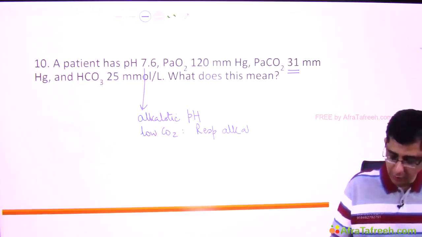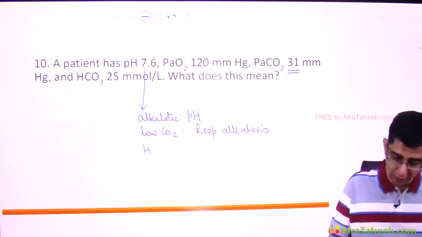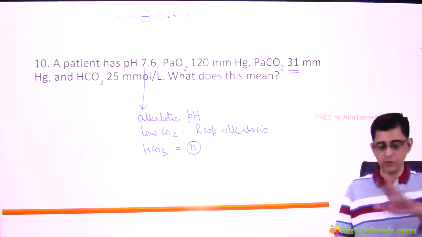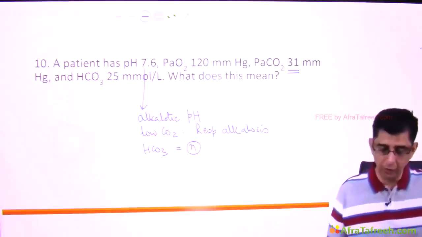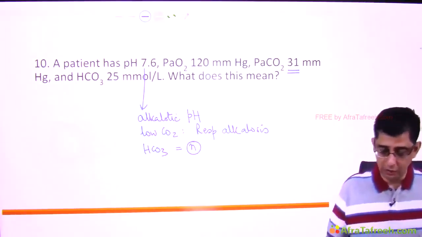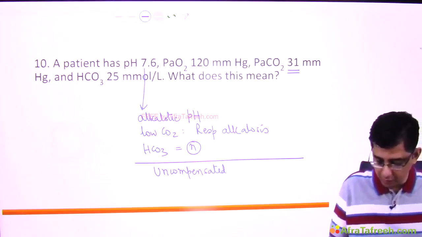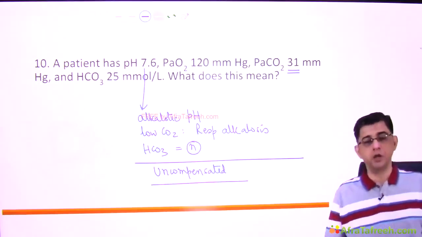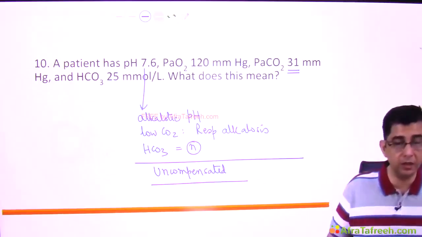Why? Because the bicarbonate value of this particular patient is 25. If bicarbonate was elevated, I could have thought of metabolic alkalosis. But bicarbonate is normal, so in this particular patient there is an uncompensated respiratory alkalosis. The bicarbonate values have not reduced, they should have reduced. If in this question bicarbonate values were lesser, I would have answered it as partially compensated.